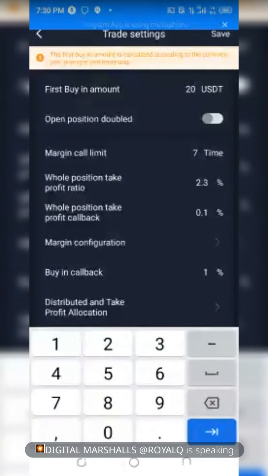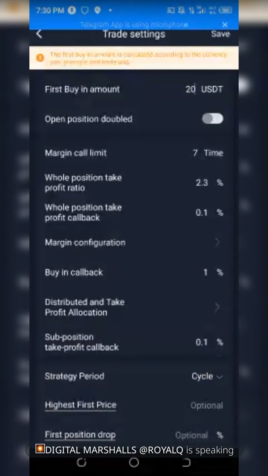You are saying that if I enter the market and the price goes to 2.3% profit, the robot should trigger my take profit. Now, the robot has triggered, but the robot has not sold yet. So the next parameter is called whole position take profit callback. This means that when the robot has got to the 2.3% take profit and then it exceeds to maybe 2.8, then it decides to come back by 0.1%, the robot should sell for me immediately.